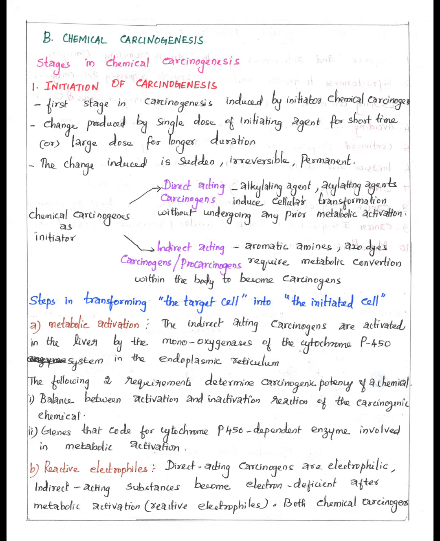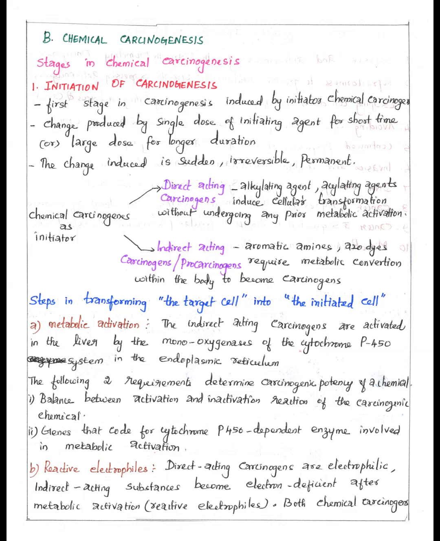There are two types of chemical carcinogens which act as initiating agents. First is direct-acting carcinogens, for example, alkylating and acylating agents. These induce cell transformation without any metabolic action. Second is indirect-acting carcinogens, or procarcinogens, for example, aromatic amines and azo-dyes. These chemicals undergo metabolism to become carcinogens, so they are termed indirect-acting carcinogens.